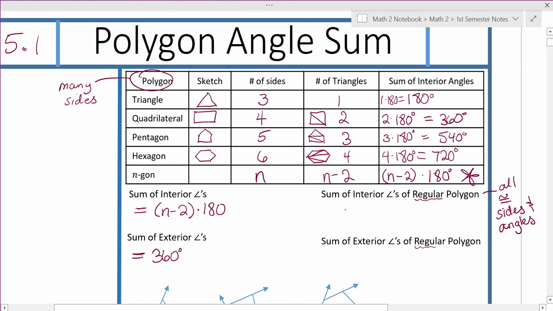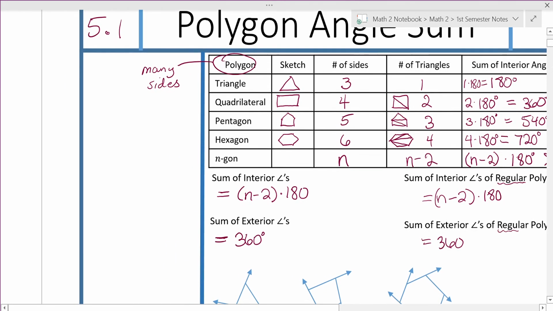So whenever we have a regular polygon, the sum of the interior angles will still be n minus 2 times 180. So it'll still be the same. The sum of the exterior angles will still be the same. But then what we can do is we can find one interior angle.